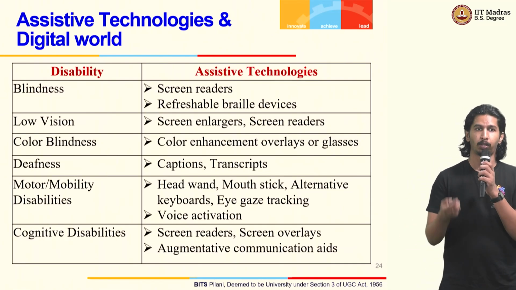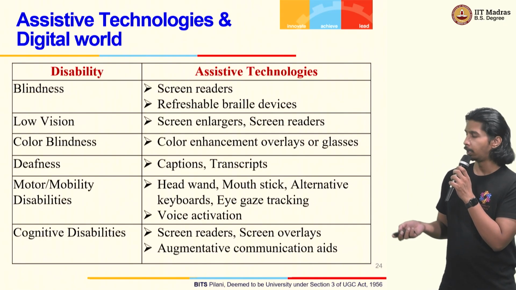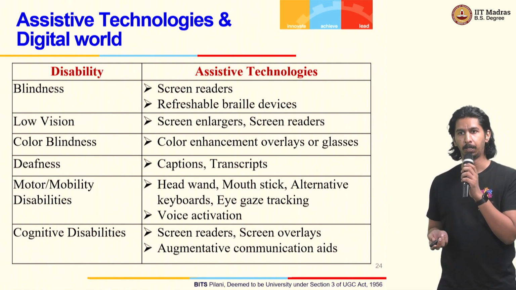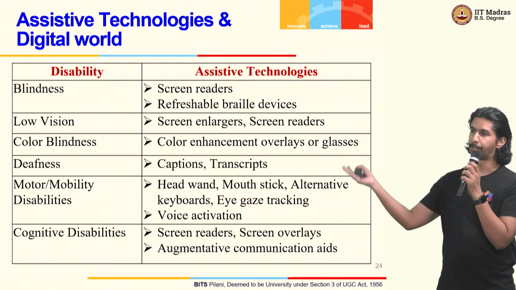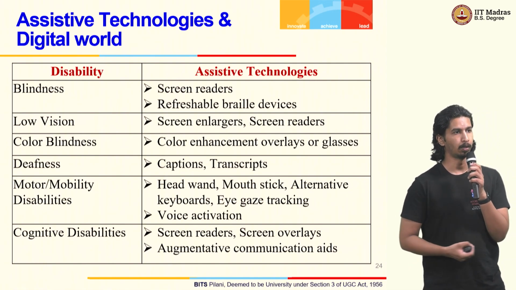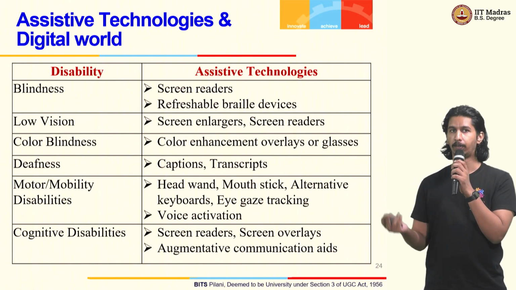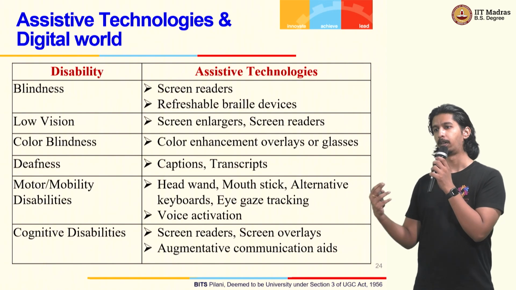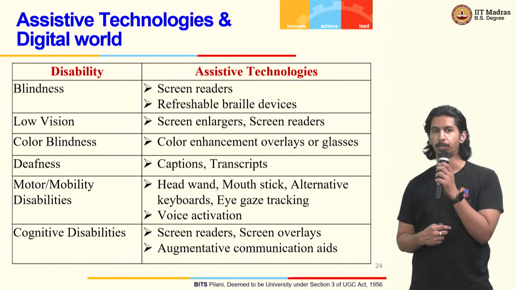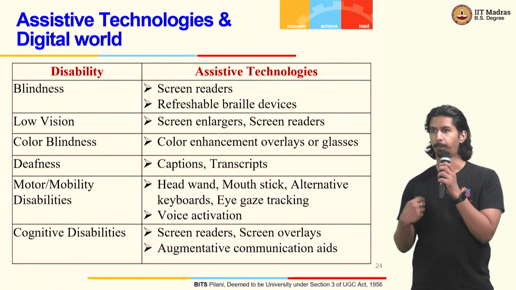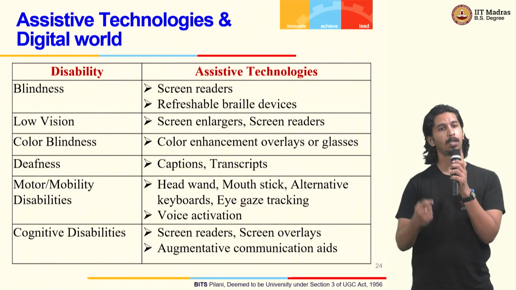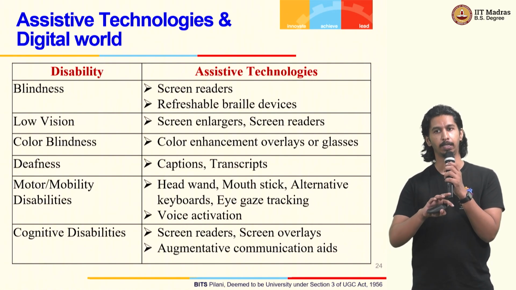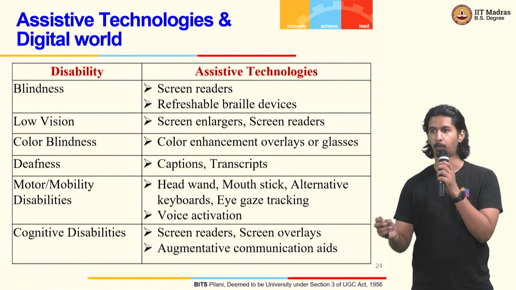So for the disabilities that we just spoke about, these are the assistive technologies available. And this is not an exhaustive list. I've just mentioned a couple of them. For someone who's blind, they can use a screen reader, or they can also use a refreshable braille device, right? A refreshable braille device is used by people who have loss of vision as well as loss of hearing. So they have only touch as their sensory modality.